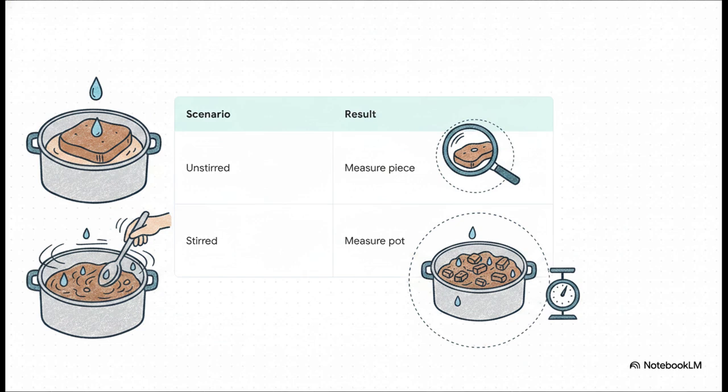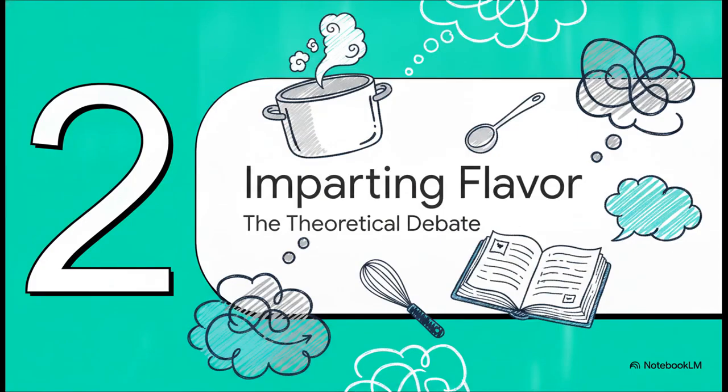But, and here's the kicker, if you immediately stir the contents of the pot and that piece of meat gets submerged and mixed into the gravy before it can really absorb the milk, the math completely changes. Now the milk disperses everywhere, and you measure the drop against the entire pot's contents. Basically, stirring distributes the flavor, which literally changes the legal equation. Moving on to section 2, the rule of imparting flavor.